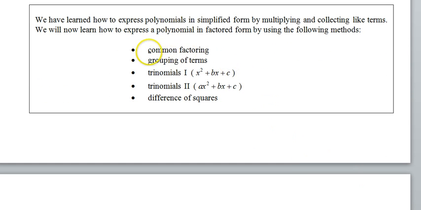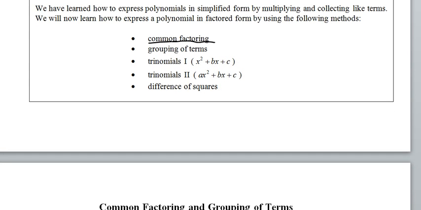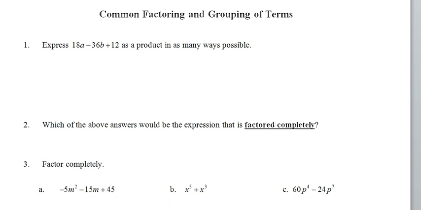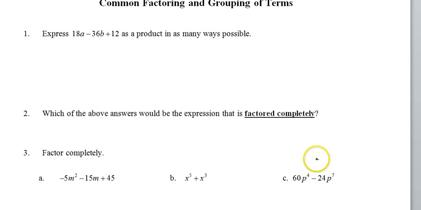First one is common factoring. That's always the first type of factoring that you're going to attempt. And other methods, we've got a grouping of terms, trinomials of the form x squared plus bx plus c, trinomials of the form ax squared plus bx plus c, and a difference of squares. Okay, let's move on to common factoring and grouping of terms.